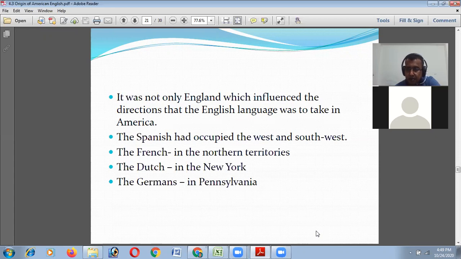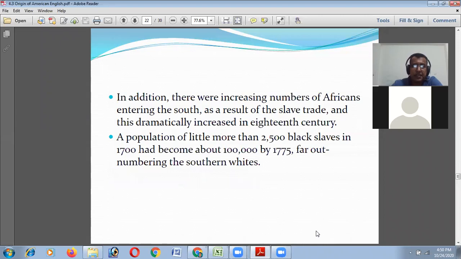So the people from all around Europe left Europe and went to America. So we see English as well as other linguistically dominated groups in America. In addition, there was an increasing number of Africans entering the South as a result of the slave trade.